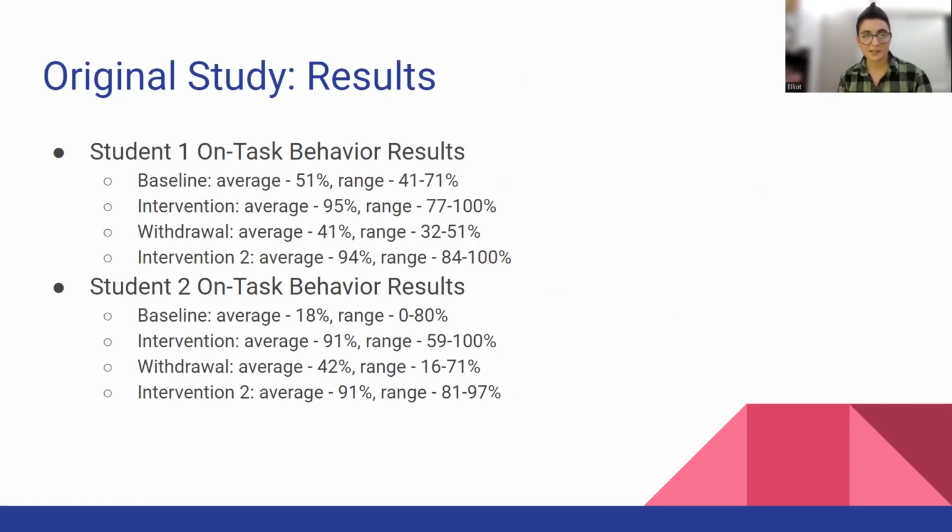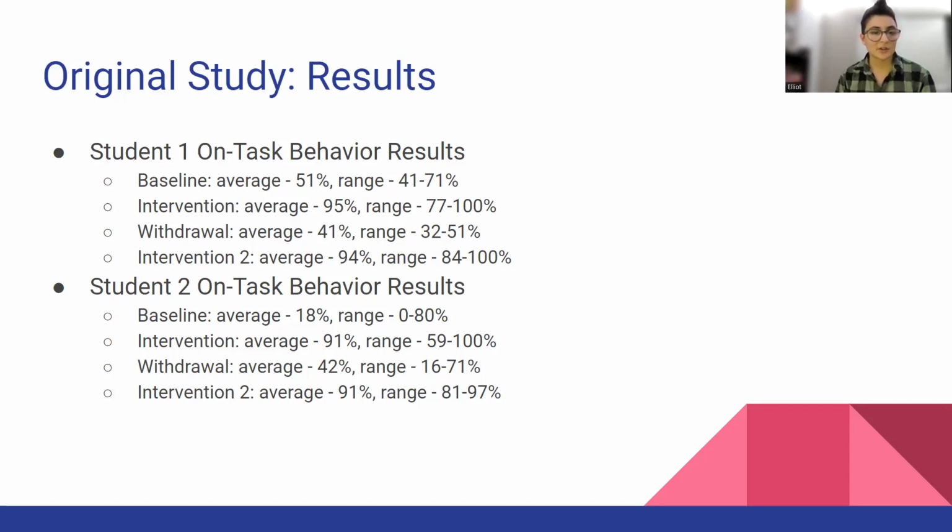The results of this study showed that each student increased significantly in their on-task behavior. So for student 1, the baseline average was 51% and then increased to 95% in the first intervention phase. In the withdrawal phase, student 1 actually dropped below the initial baseline levels and then increased back to where he was for intervention in the second intervention phase.